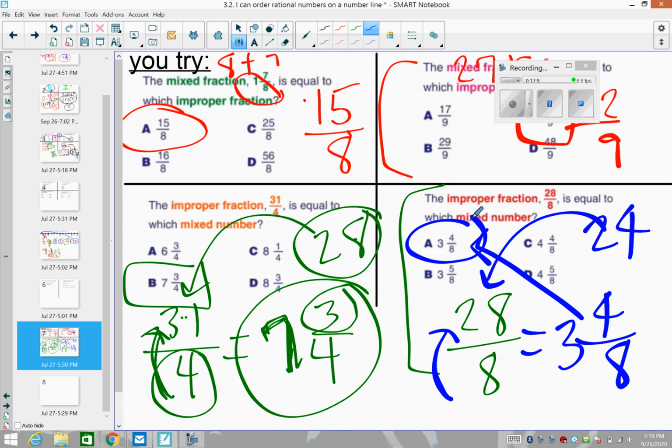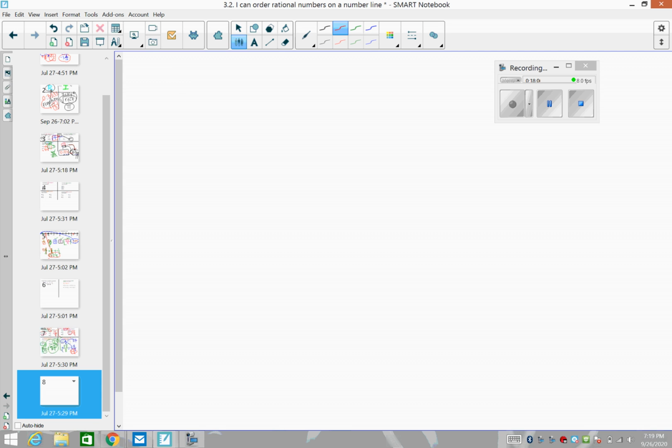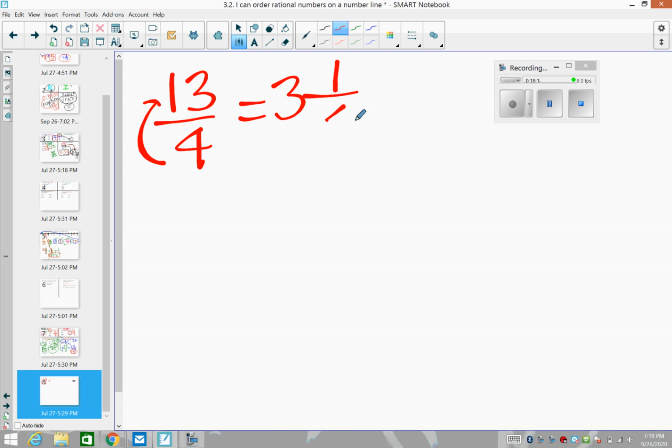So what we're going to do down here is the exact opposite of what we just did. So we have 31/4. So I'm going to pull out how many 4s fit into 31? 7. 7 4s do, because that makes 28. So what's the remainder on that to get to 31? 3. So 29, 30, 31 are 3 left over. So then that would be 7 3/4.